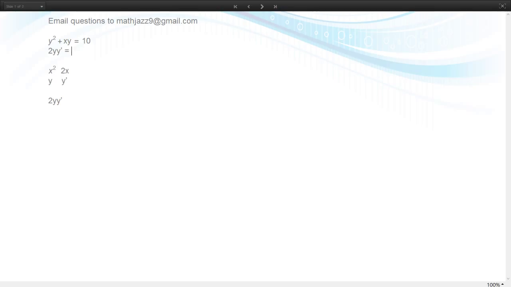And now the next part. We have a product here. So we take the first function and multiply it by the derivative of the second function, the derivative of y, which is y prime. And then we're going to take the second function and multiply it by the derivative of the first function. But the derivative of x with respect to x is 1. So y times 1 is just y. On the other side, we have a constant, so its derivative is 0.